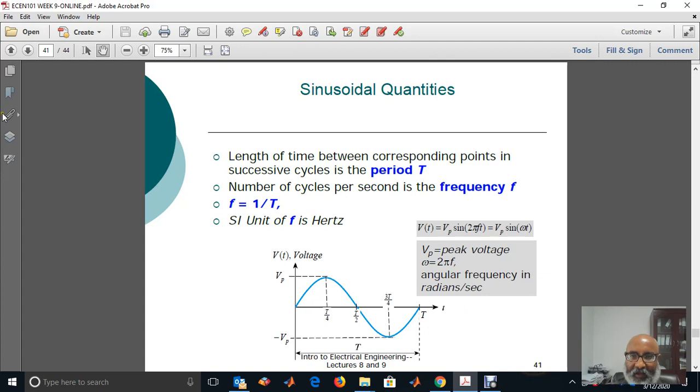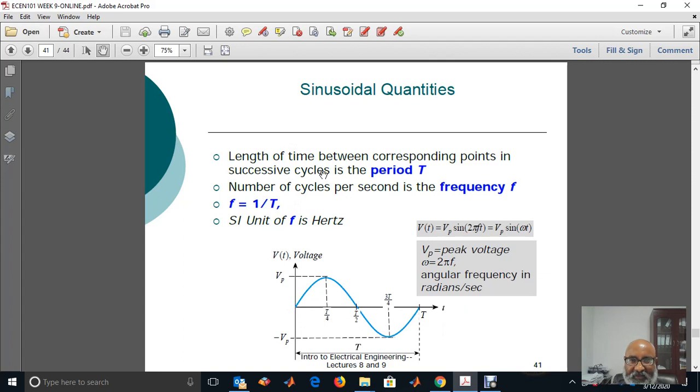Sinusoidal quantities. When you talk about sinusoidal quantities, we have voltages and currents which vary sinusoidally, in sine and cosine form. So when we talk about sinusoidal quantities, the first thing we need to know is the period, or the fundamental period. What is the fundamental period?